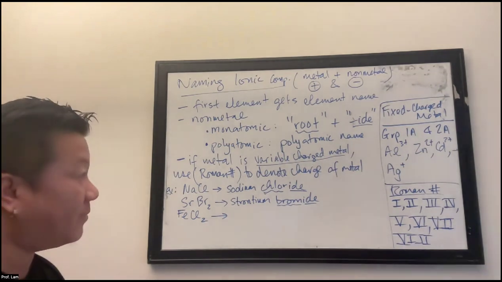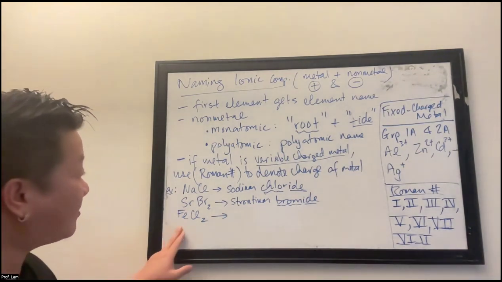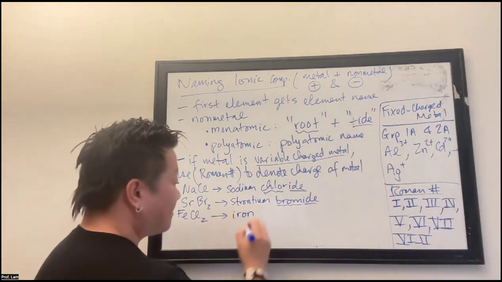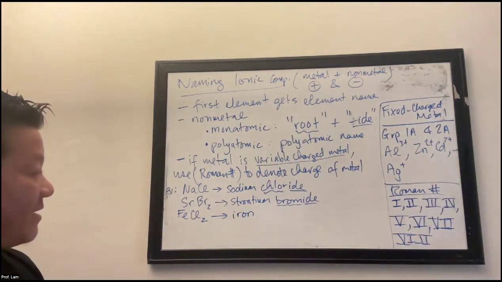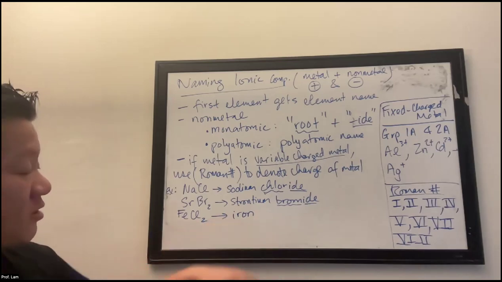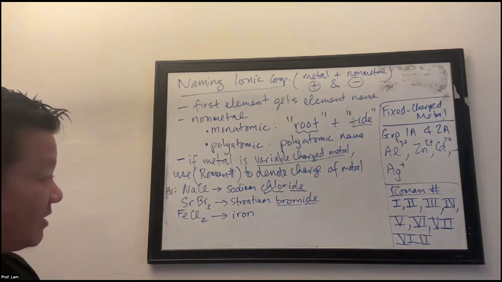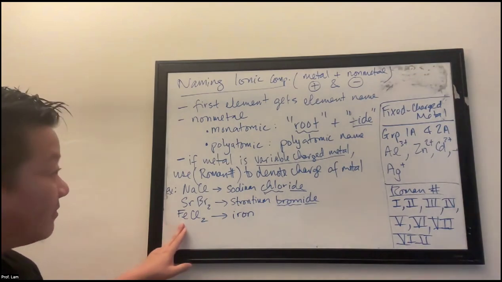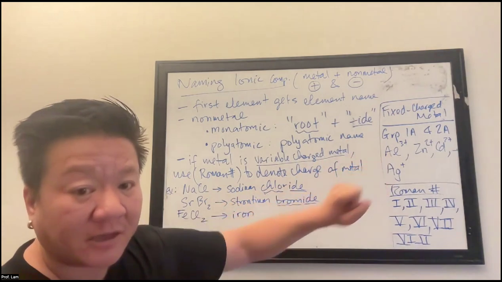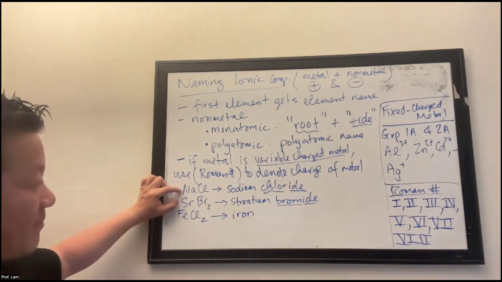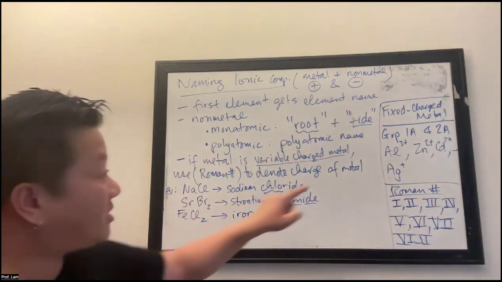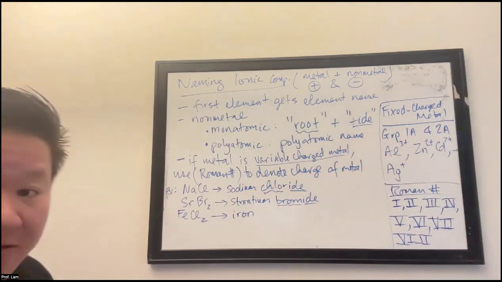FeCl2. Okay. So now the first element is iron, Fe. And then again, I have monatomic, so I know it's going to be chloride. But notice that iron is not a fixed charge metal. In our previous 2 examples, sodium is in group 1A, and strontium is in group 2A. Go ahead and verify that for yourself.